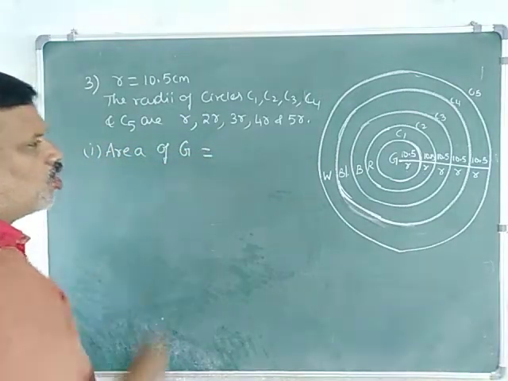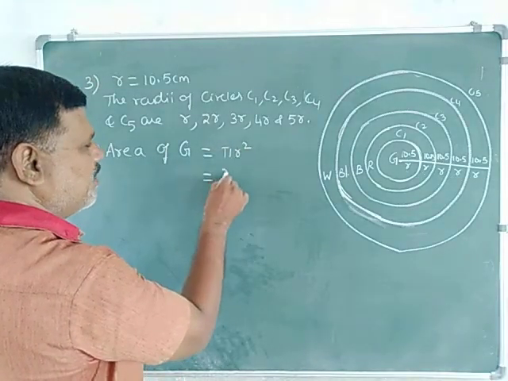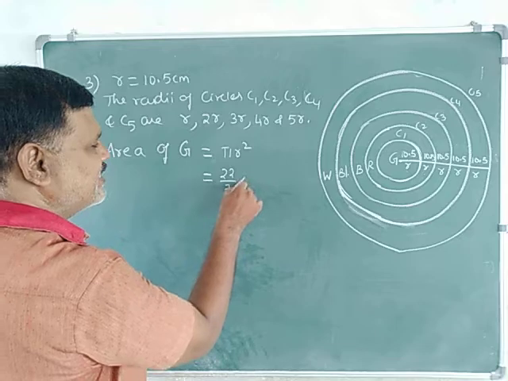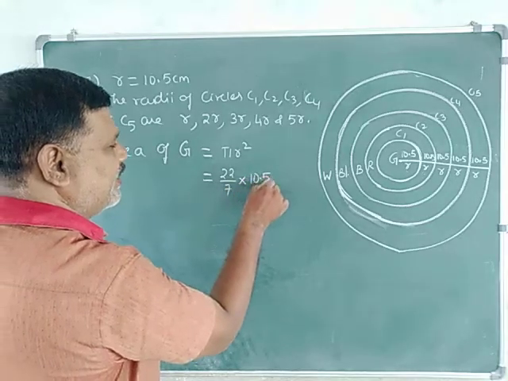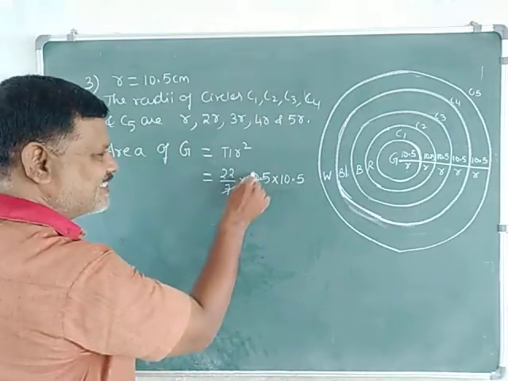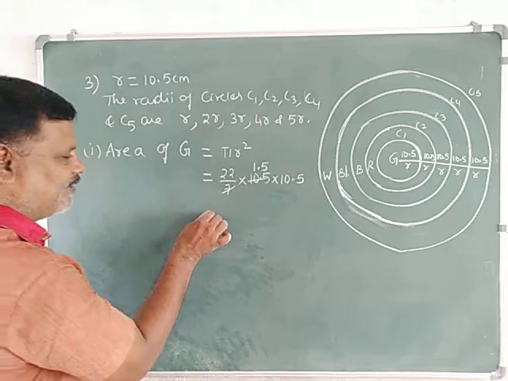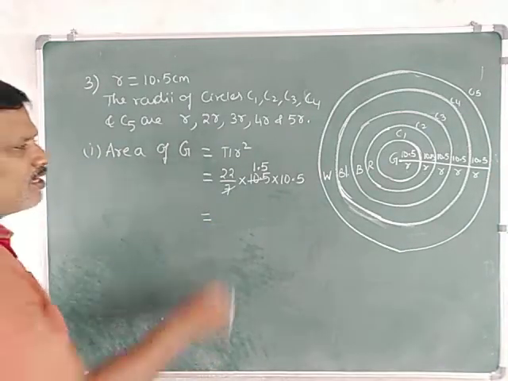Area of the gold region. What is that? Circle area, pi r square. Pi is 22 by 7, r square is 10.5 into 10.5. 7 cancels 10.5 how many times? 1.5 times. Now we have to multiply this.